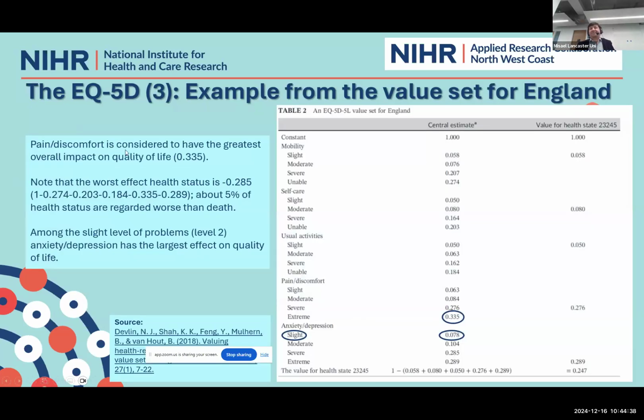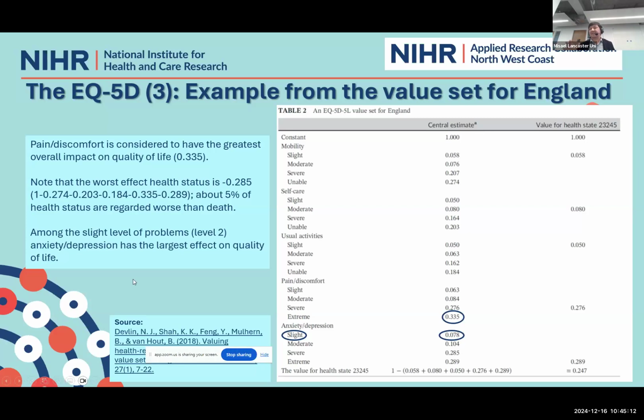So now, this will be combined. The questionnaire is applied for each product, to each new drug, new technology. And this will be combined with this table, which comes from the value set for the England population. The source is Devlin. This is a paper published in 2018.